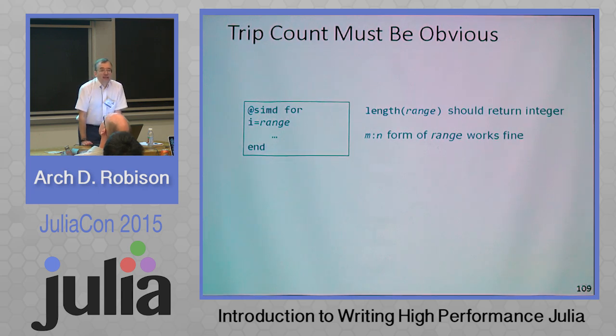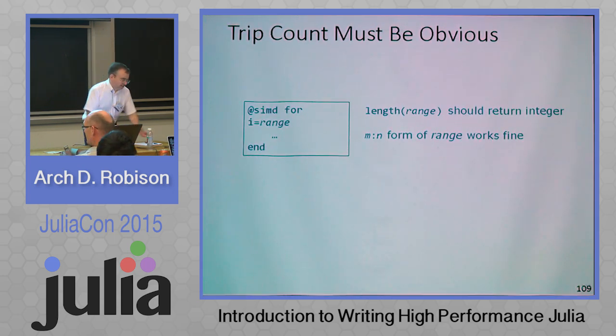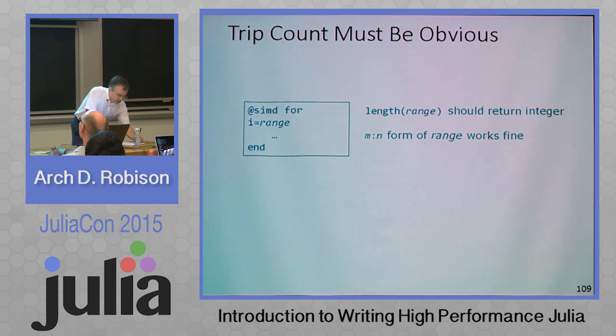Is there a difference with the eachindex function in 0.4? It's recommended that you use eachindex rather than one to length. I'll have to check that. I didn't know about that new function.